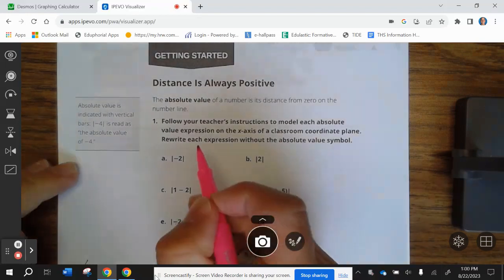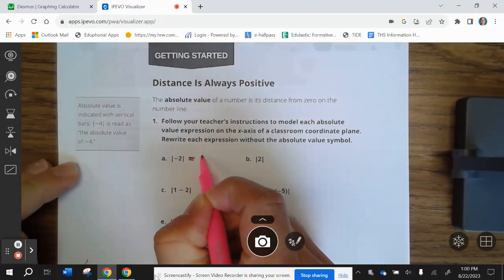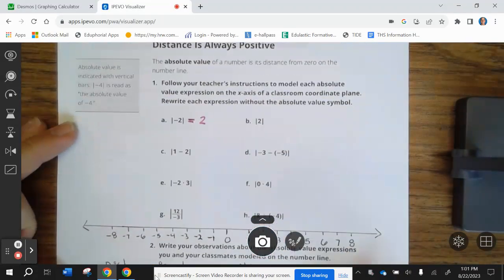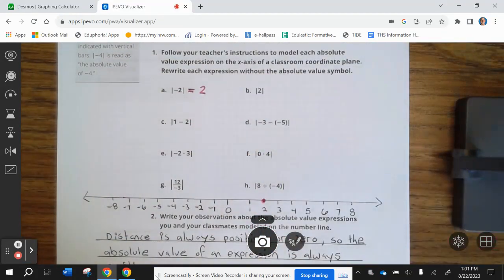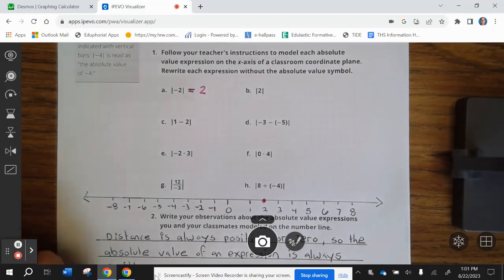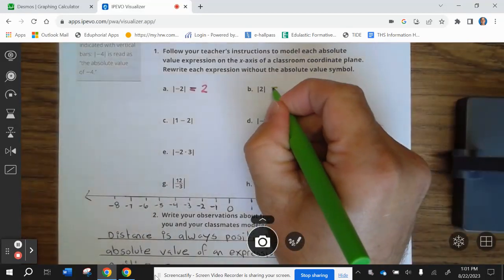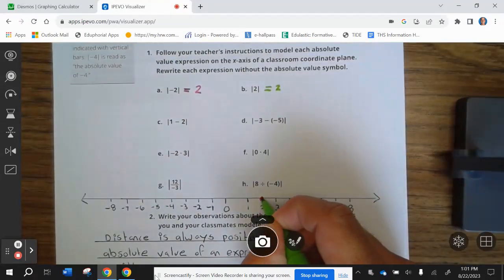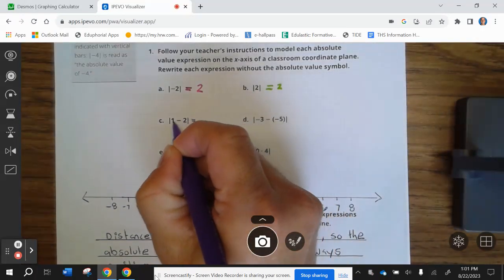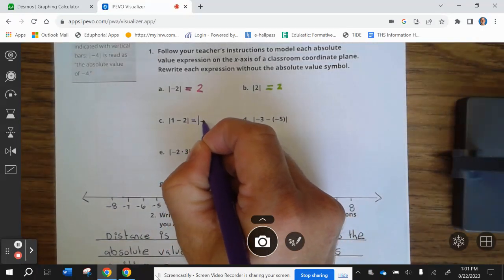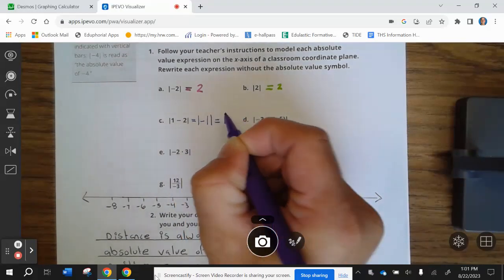Okay, so A, the absolute value of negative 2 is positive 2. So that's right here. Okay, the absolute value of 2 is 2. Okay, the absolute value of 1 - 2 is the absolute value of negative 1, which equals 1.